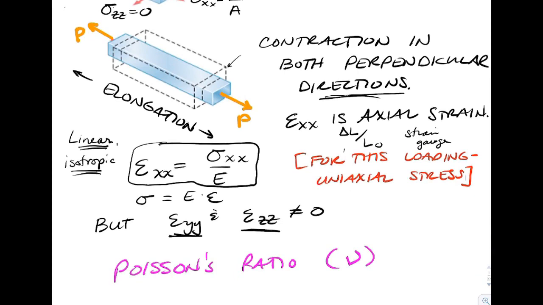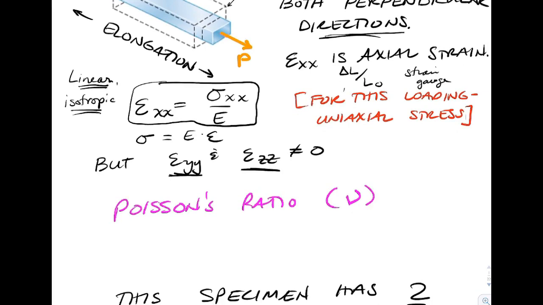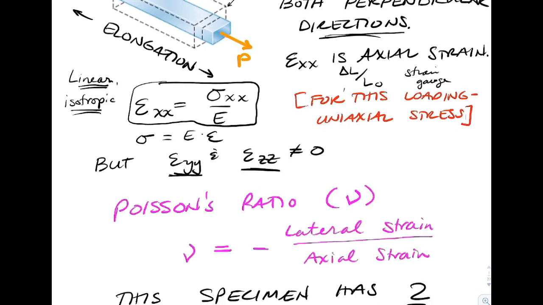And so in the perpendicular directions, we have strains. We have strain epsilon YY. We have strain epsilon ZZ. And that comes through Poisson's ratio. And Poisson's ratio is defined as the negative value of the lateral strain divided by the axial strain. So there's a negative sign right here because one of these strains, either this one or this one, is going to be negative. The other one's going to have to be positive.